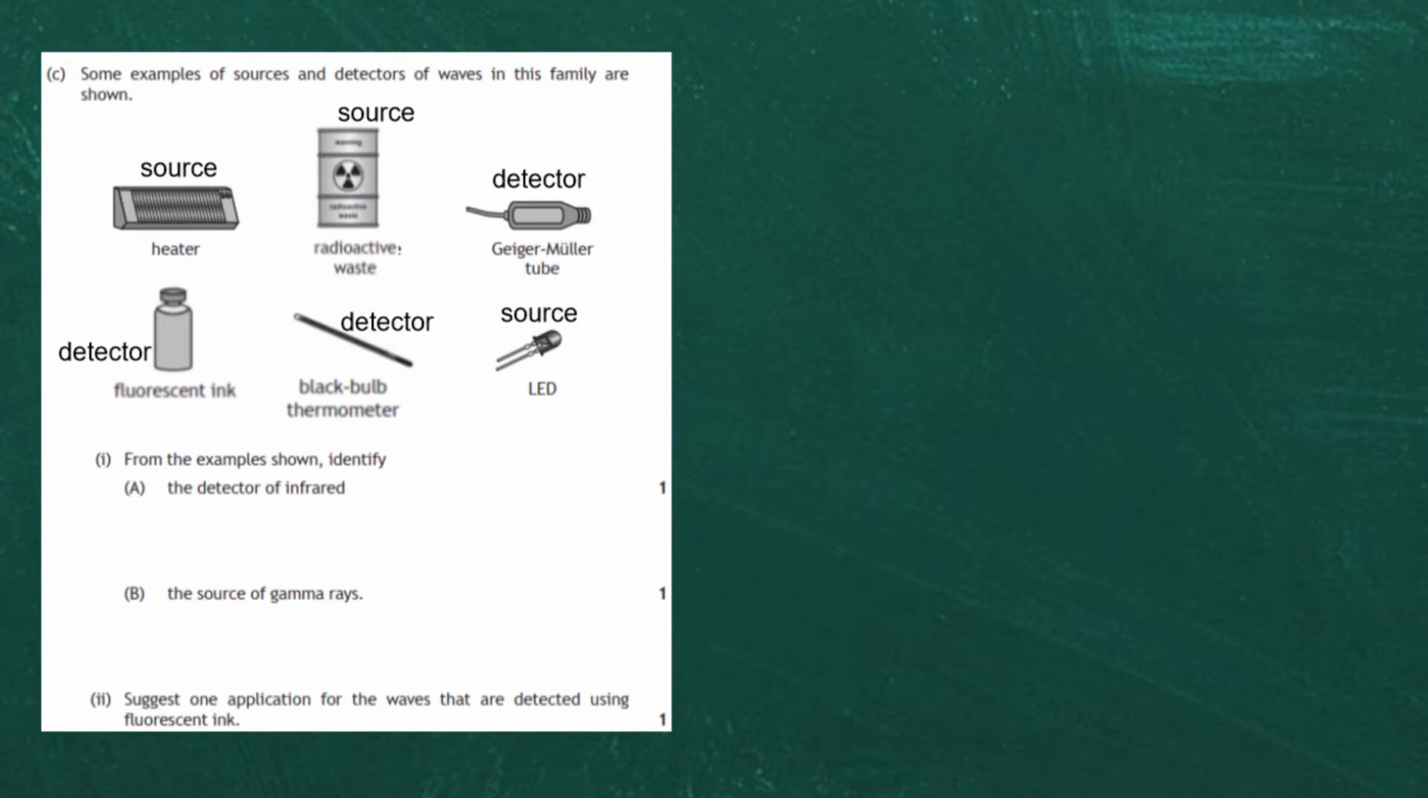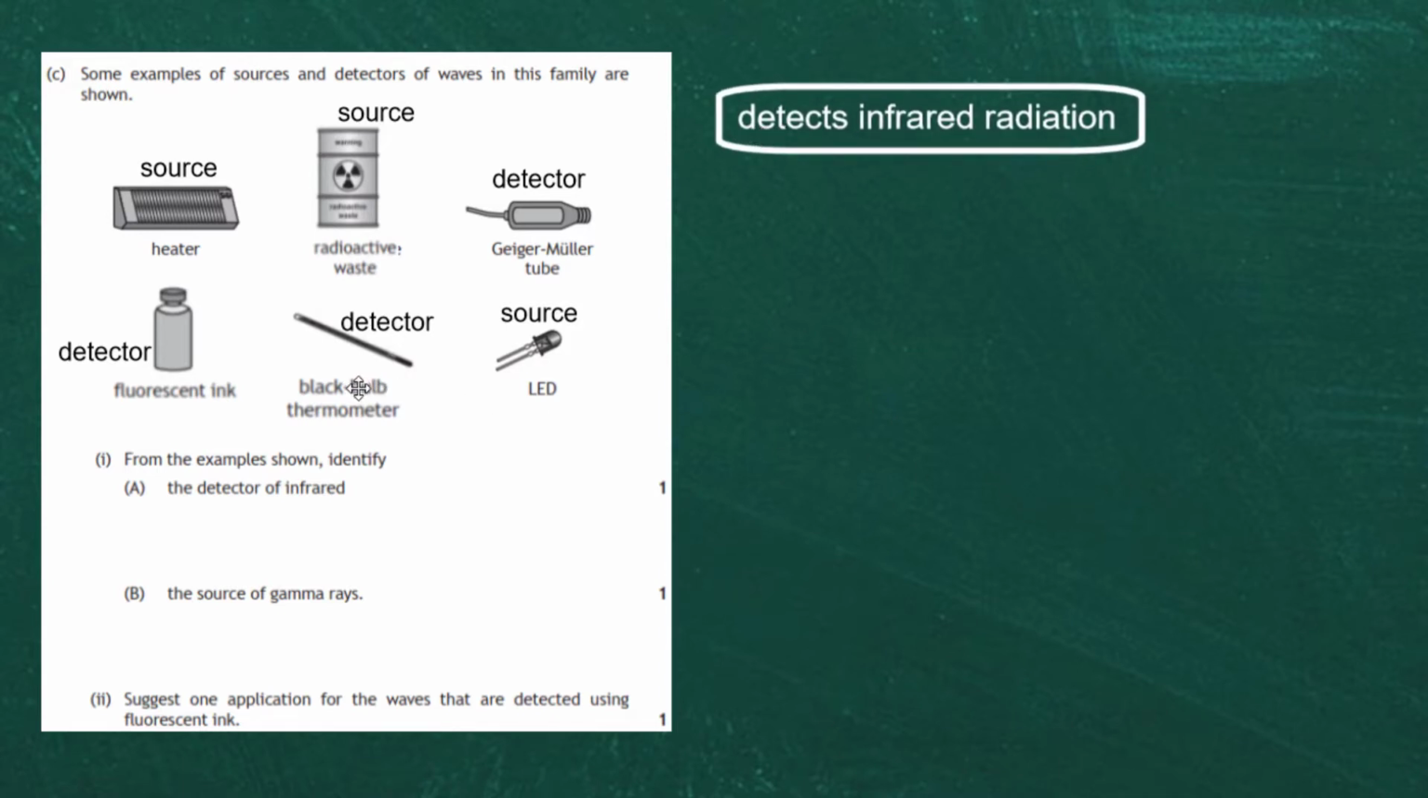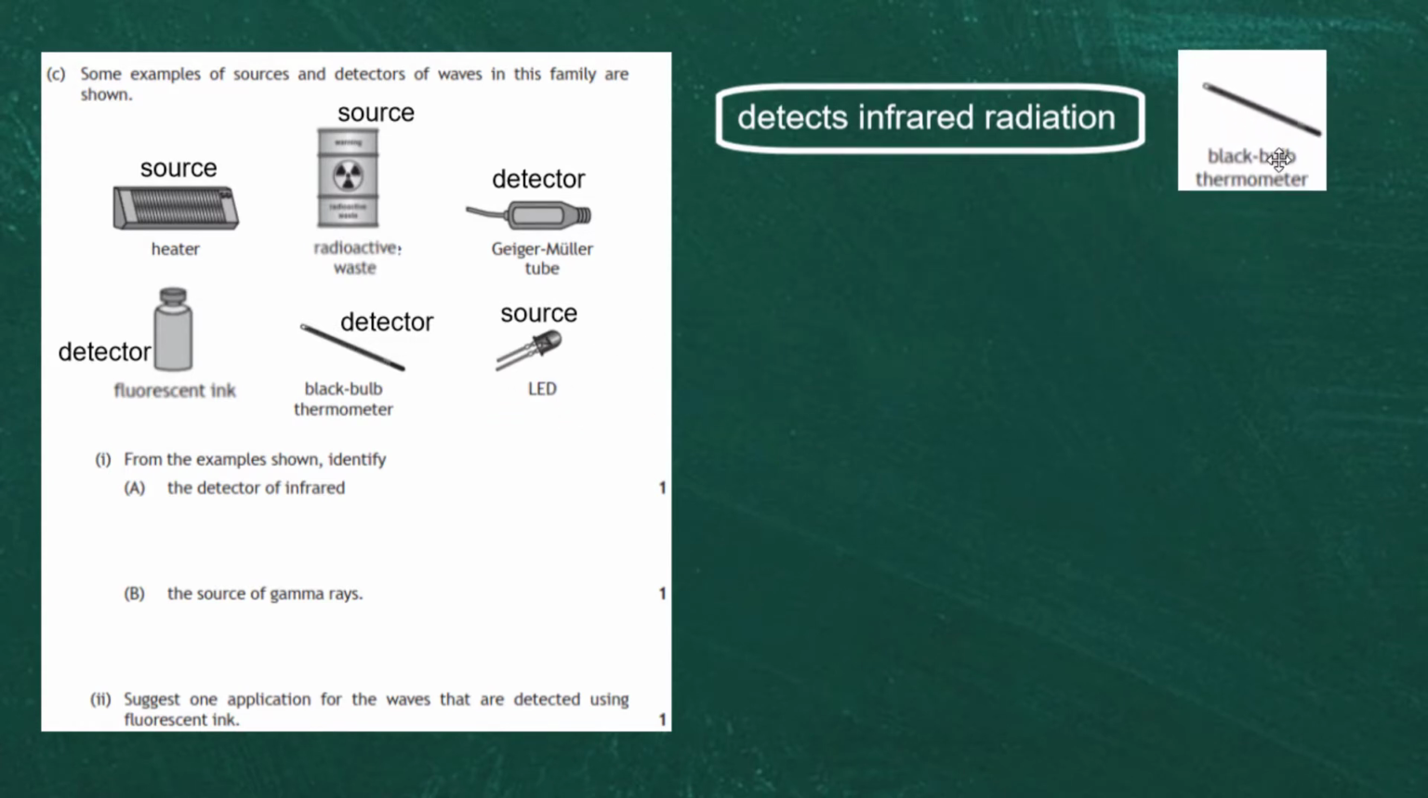So, to our question in part I, from the example shown, identify the detector of infrared radiation. The detector for infrared radiation is the black bulb thermometer. And the reason why it's black at the bottom, because black absorbs heat. And therefore you will detect infrared radiation if you place this thermometer near a source of heat. The black painted bulb at the bottom will absorb the heat all the more. So to detect infrared radiation, we'd use a black bulb thermometer.